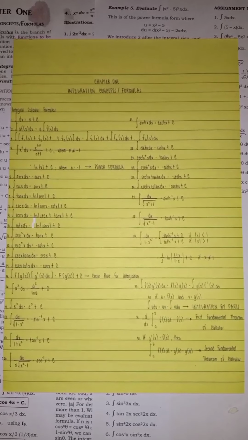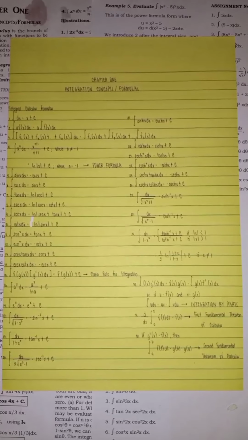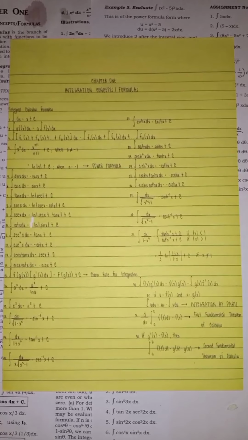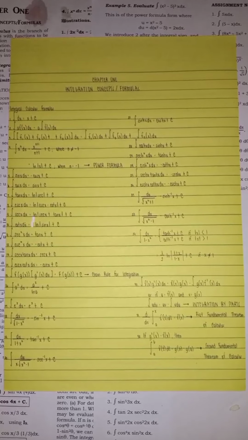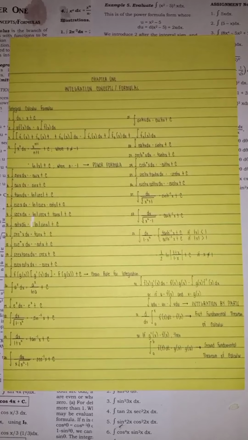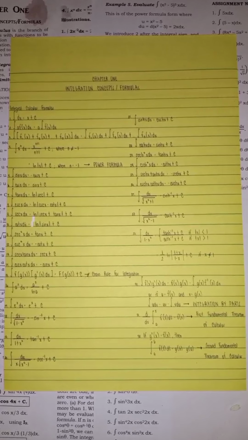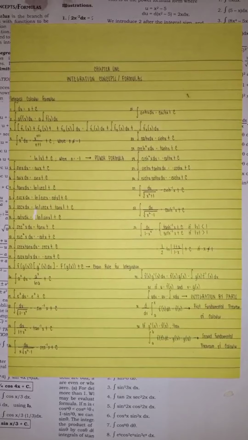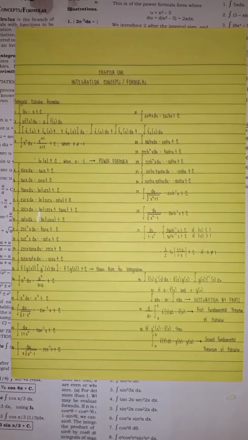Next, we have the integral of c sub 1 f sub 1 of x plus c sub 2 f sub 2 of x plus c sub n f sub n of x dx is equal to c sub 1 integral of f sub 1 of x dx plus c sub 2 integral of f sub 2 of x dx plus c sub n integral of f sub n of x dx. I will not further explain this because we will use this all if we solve integral calculus problems.